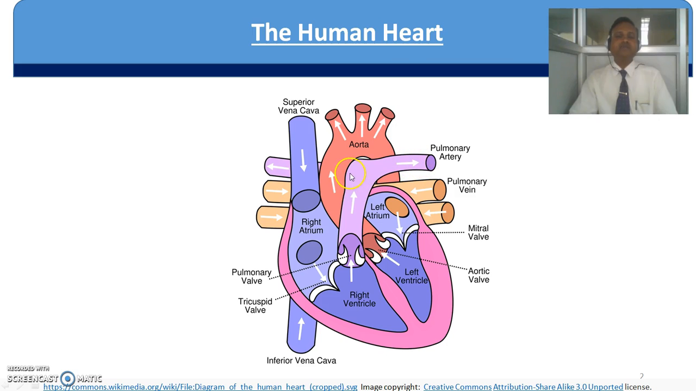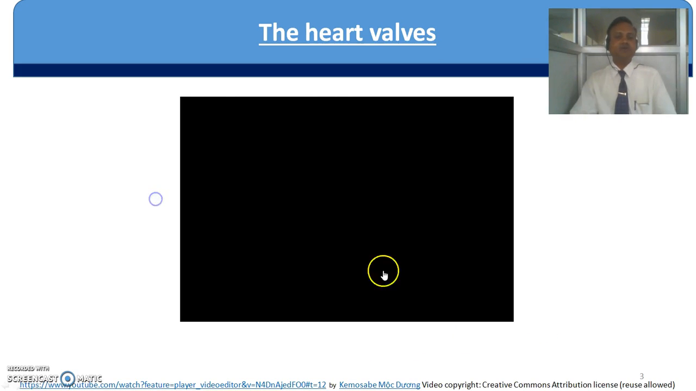pulmonary artery is the only artery which contains deoxygenated or impure blood. All other arteries contain purified blood. And pulmonary veins are the veins which contain oxygenated blood, while all other veins contain deoxygenated blood. So these are the things which we have to remember regarding anatomy of heart. Now in the next video, let us visualize what kind of valves are present and how they are made.